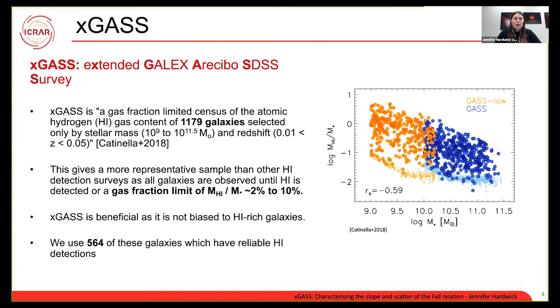And this sample has a wide range of HI gas fractions, as all of the observations were taken until either HI was detected or there was a gas fraction limit reached of 2 to 10%. So this is a beneficial sample to use as it's quite large, it has a large range of morphologies as well, and it isn't biased to HI rich galaxies. So I'll be using a subset of this sample, 564 galaxies, with which we had HI detections, and we had inclination greater than 30 as well.